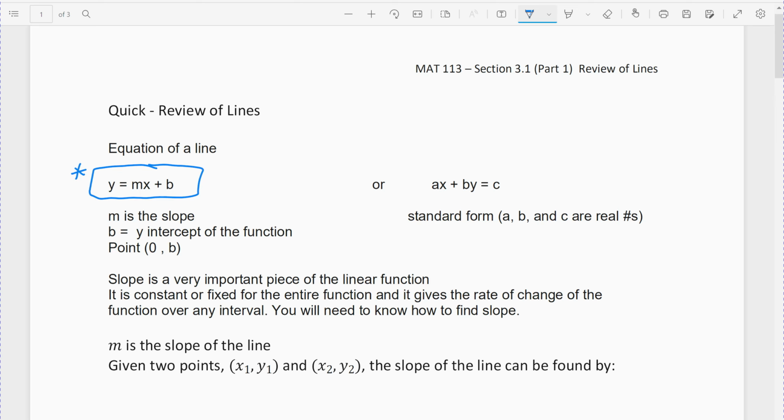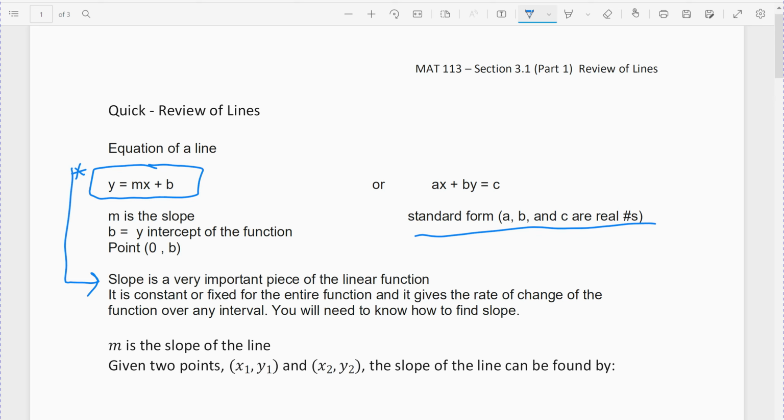The other form is the standard form, which we won't be using as much, but it is a form that you should be familiar with. The standard form is when I have a number times x plus a number times y set equal to a constant. And a, b, and c are just real numbers. That's a linear equation in standard form. But like I said, we will be utilizing the slope-intercept form because in most of our applications, we will be either finding slope or given slope. Slope is a very important piece of a linear function.